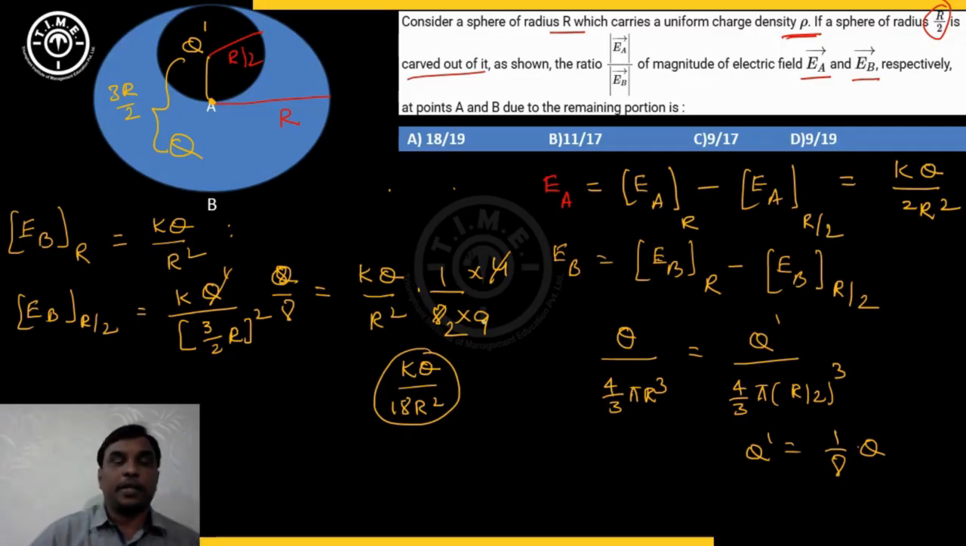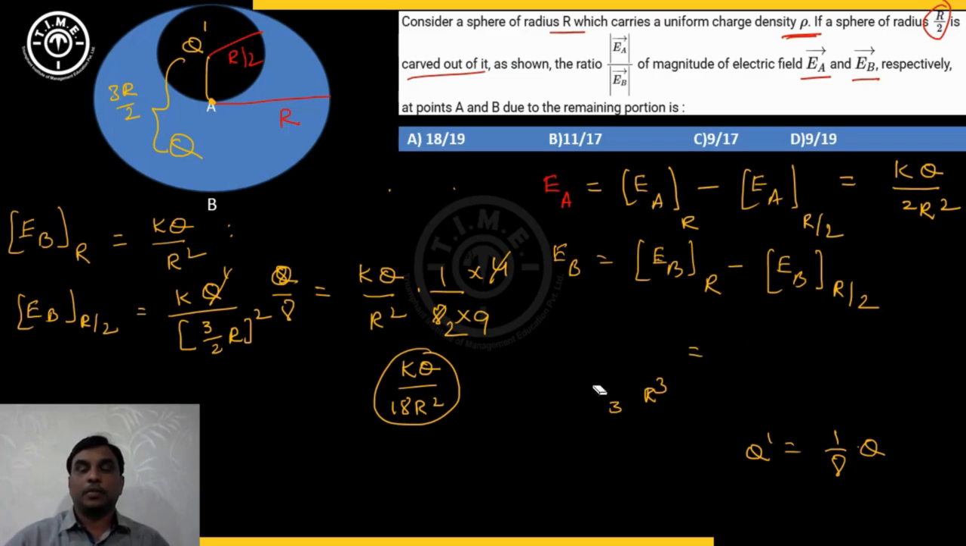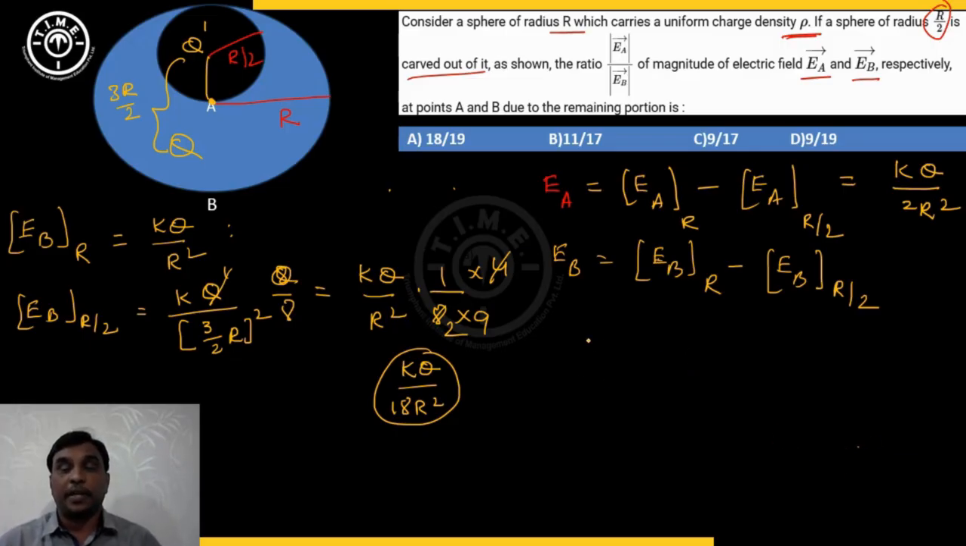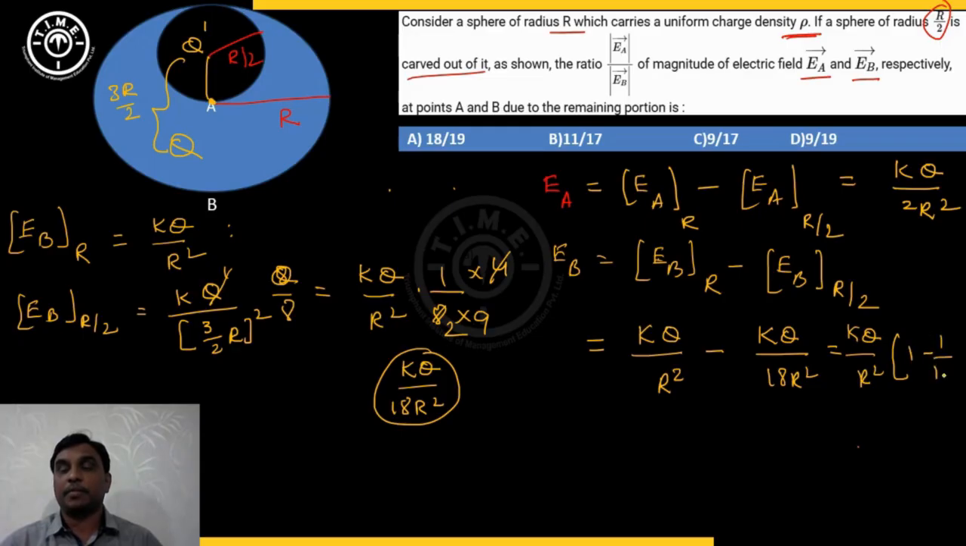That Q prime is Q by 8, we have already calculated. So simply, what can I write? That is K Q by r square due to the bigger sphere minus K Q by 18 r square. If you take K Q by r square common, you are left with 1 minus 1 by 18. So this gives you K Q by r square into 17 by 18.